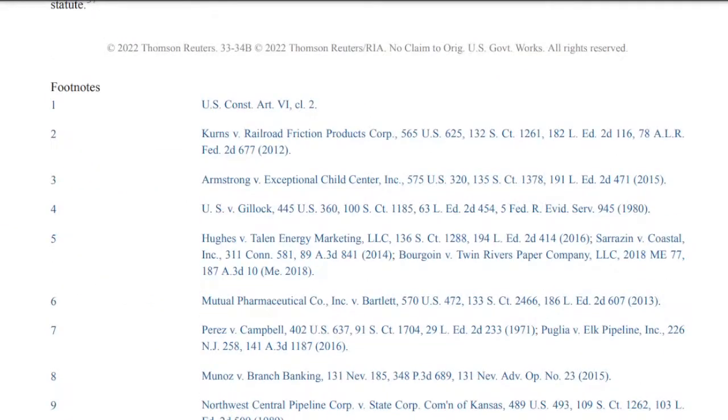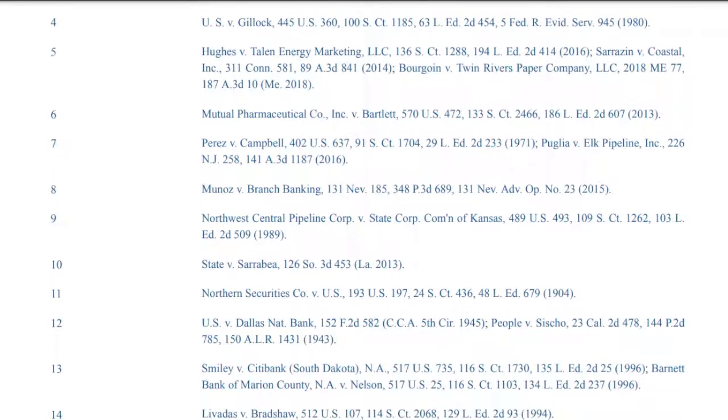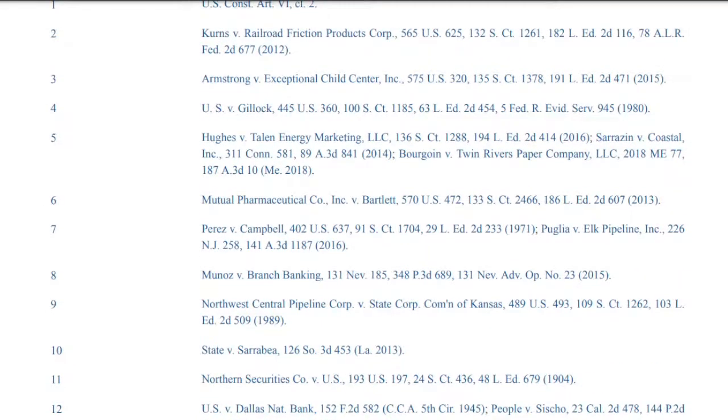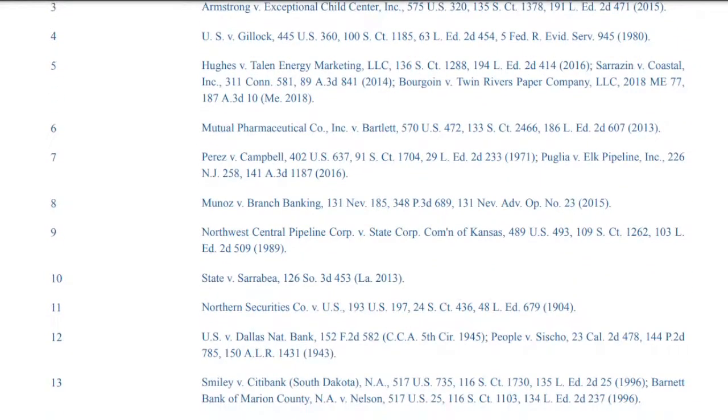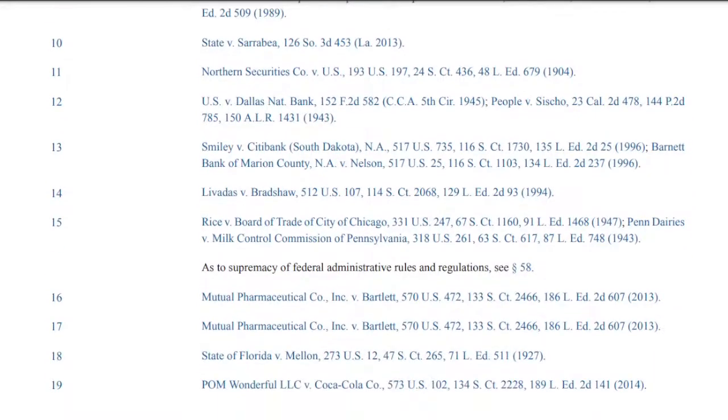And we have, let's see here, anything else in here? Oh, look at this. Railroad Friction Products Corporation. You'd think it'd be an older one, but it's 2012. Here's Armstrong versus Exceptional Child Center, 2015. Some interesting cases to look up here, I bet. As to the supremacy of federal administrative rules and regulations, Penn Dairies versus Milk Control Commission of Pennsylvania, 1943. I bet that's an interesting one.